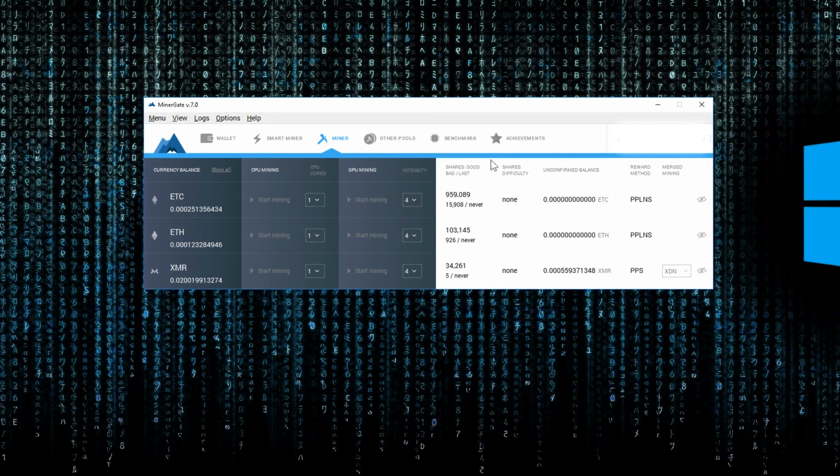So if you're doing those good shares, make sure you check those pull stats, if those blocks are getting found. If you're not getting any rewards, what the hell is wrong? Maybe it's your connection, maybe it's the Minergate website.